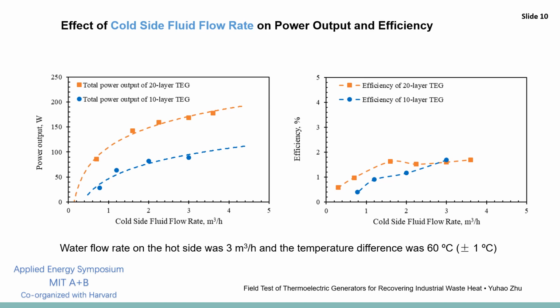As discussed above, the proposed 10-layer and 20-layer TEG devices could achieve high power output and high efficiency at the same time when the flow rates of both hot and cold water were in the range of 2 to 3 cubic meters per hour.